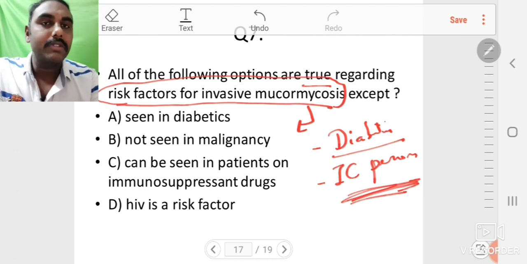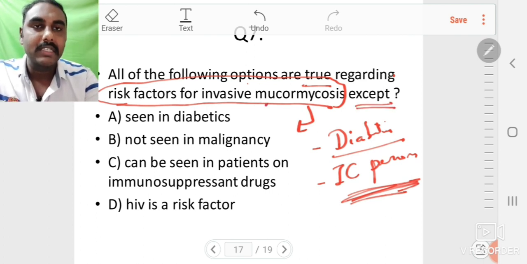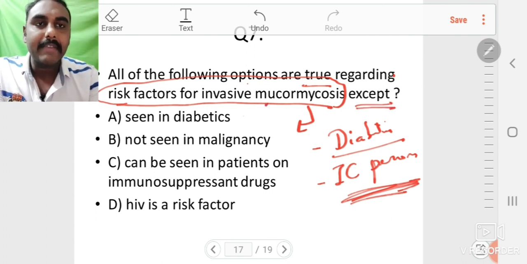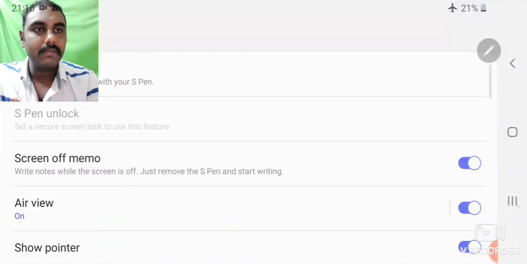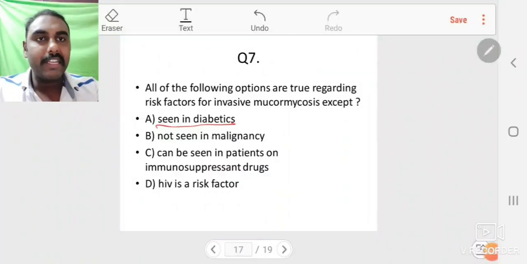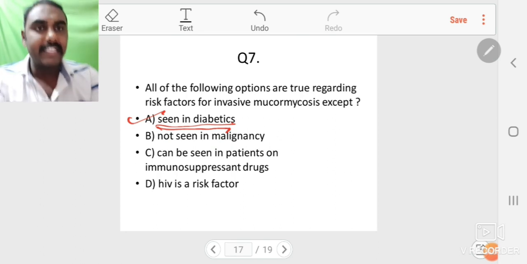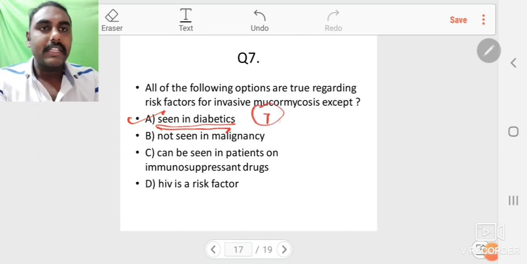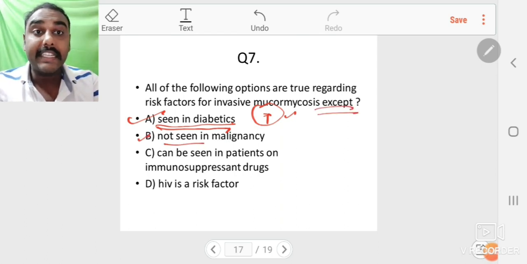So the question asked was, all of the following options are true regarding risk factors for invasive mucormycosis except. Option A, it is seen in diabetics. Is it seen in diabetics? Obviously yes, it is seen in diabetics. So it is true, it is not a false statement. They have asked about the false statement. Option B, not seen in malignancy.